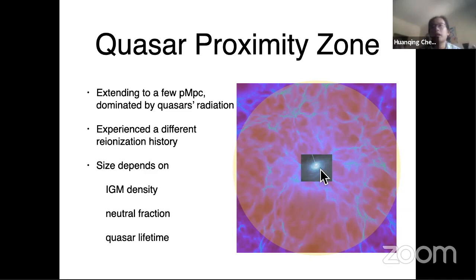Another big reason that we love the proximity zone is that this region can potentially help us constrain IGM properties, because we know that the size of the ionized bubble depends on the total number of ionizing photons and neutral atoms. So by measuring the proximity zone size, we can potentially constrain the IGM density, neutral fraction, as well as the quasar lifetime. The way to measure the proximity zone size is to look at their spectra.